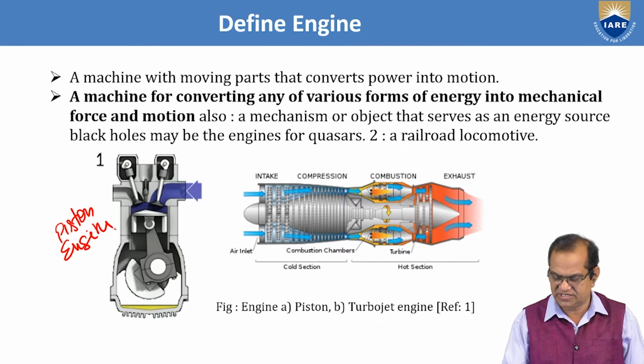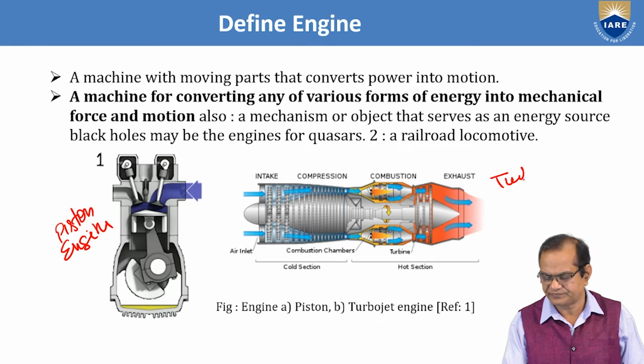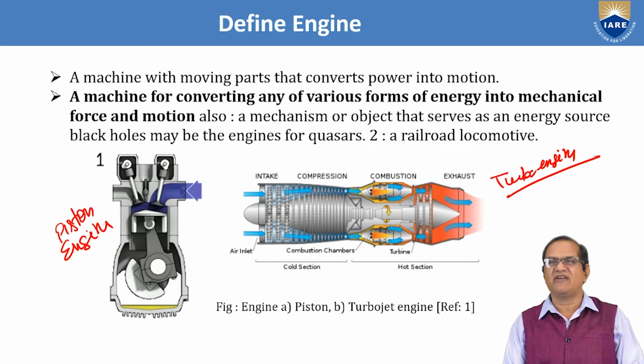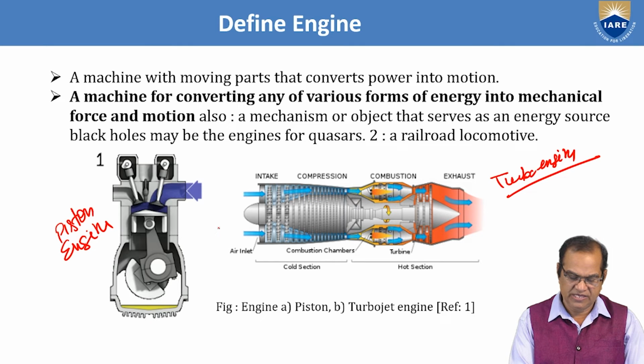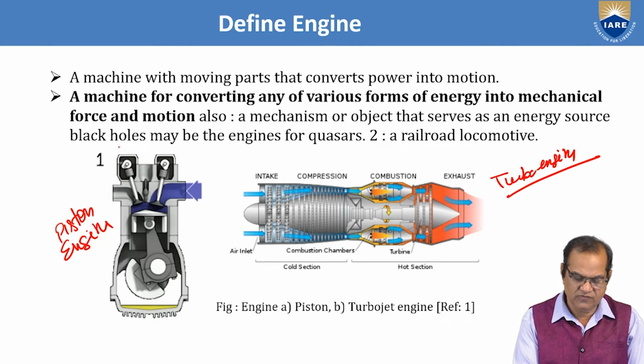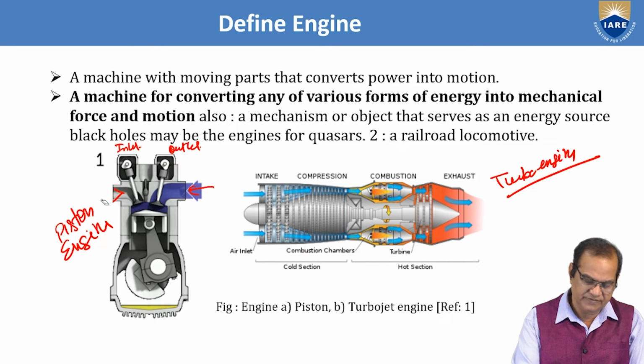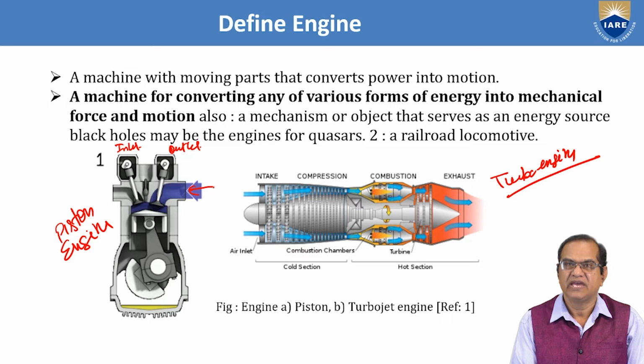This is the piston engine, and this is the turbo engine, mostly used in our aircraft, so I have put these two engines here. Here we have the inlet valve, and this is the outlet or exhaust, and from here the air is entering.